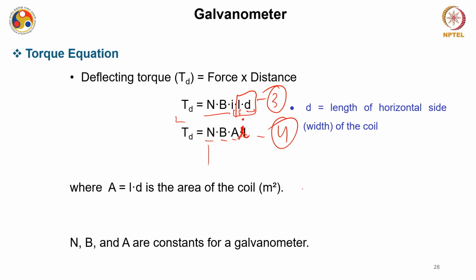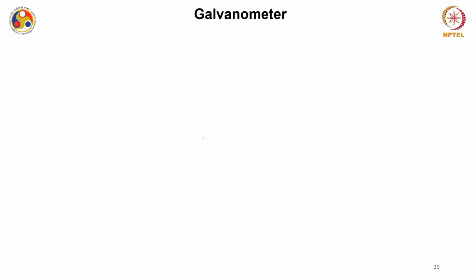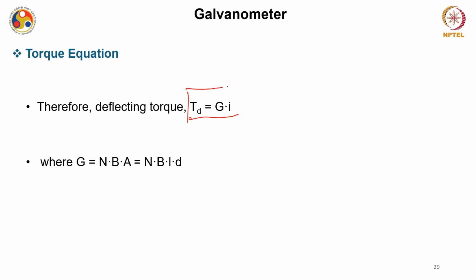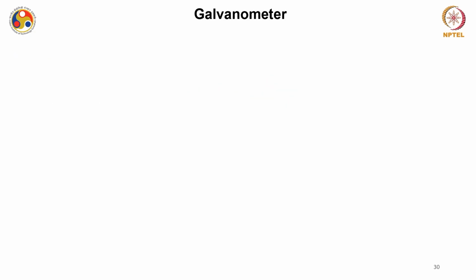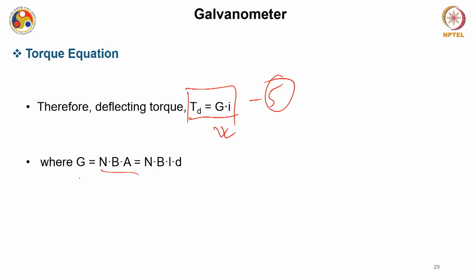If you see N, B and A, N is the number of turns, which is fixed for a galvanometer. You are not changing the coil every day. B is the magnetic flux density, which is also constant, and this area is also constant. So, TD equals a certain constant into the current value. This equation 4 is now written as TD equal to G into I, where G is a constant equal to NBA, where A is L into D, and I am calling this equation 5. This is the deflecting torque acting on the coil, or the deflecting torque in the system.